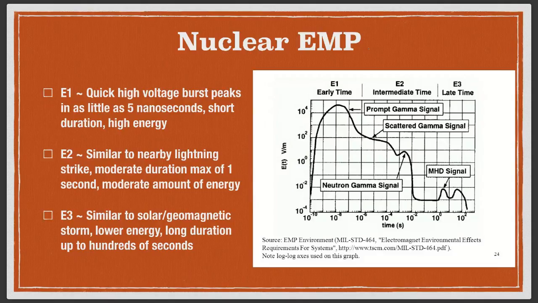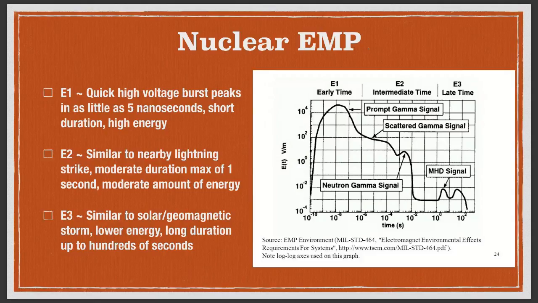Unlike a nuclear EMP, an EMP that's caused by a solar or geomagnetic storm only consists of the E3 component, like we mentioned earlier. But a nuclear EMP has all three of these, E1, E2, and E3, and that's why it's really destructive.